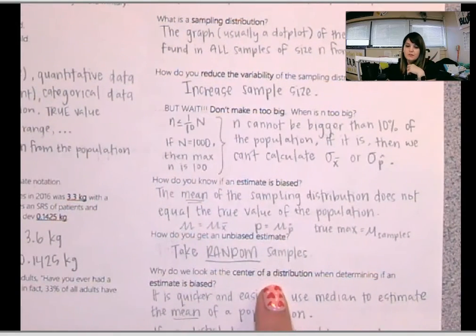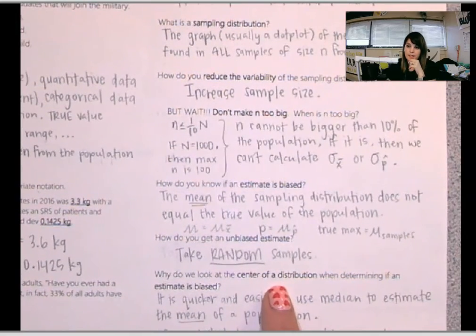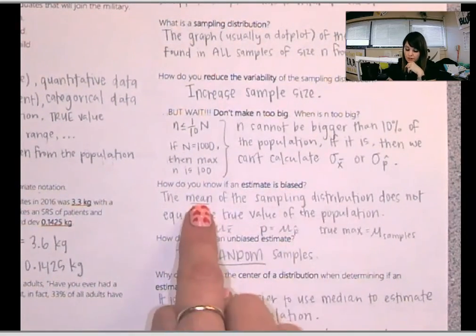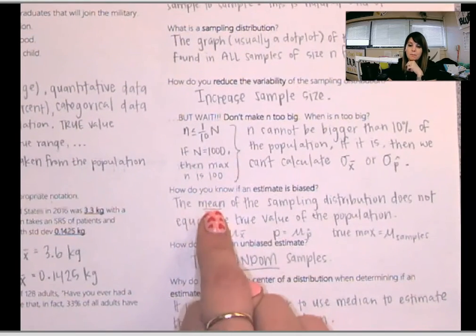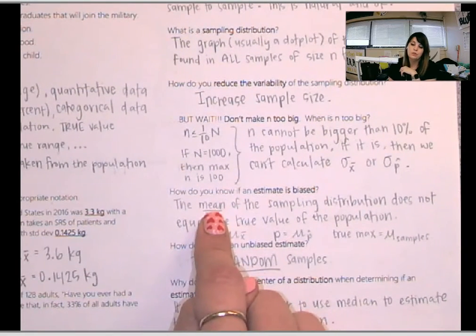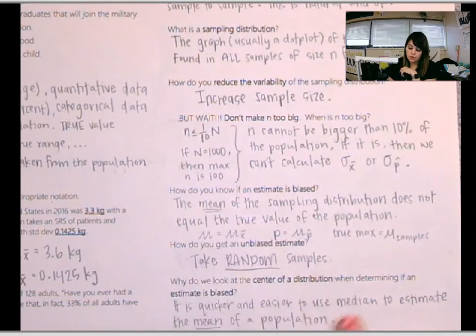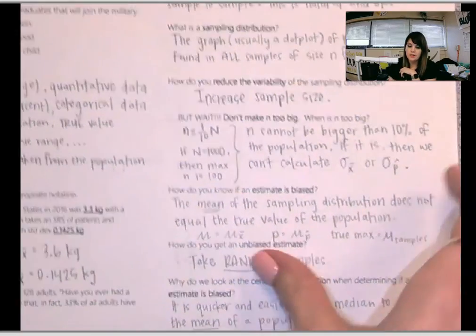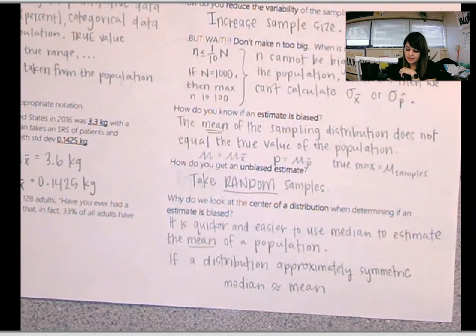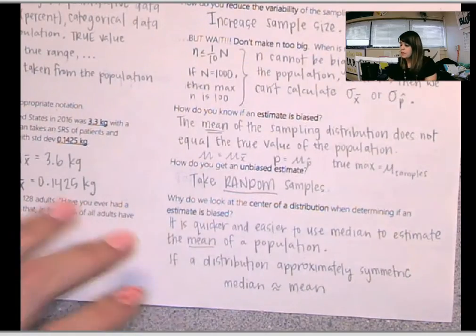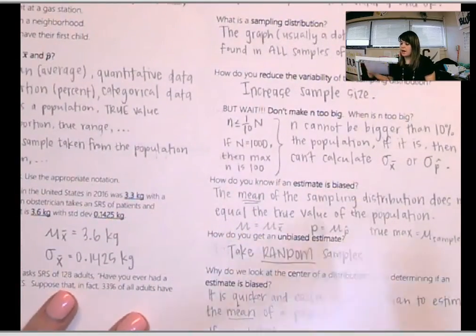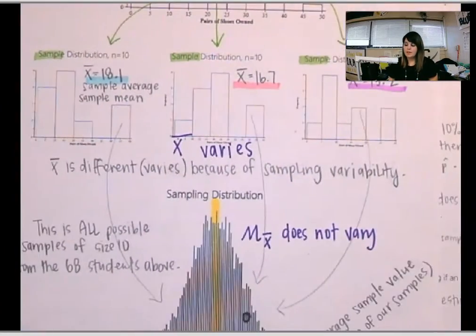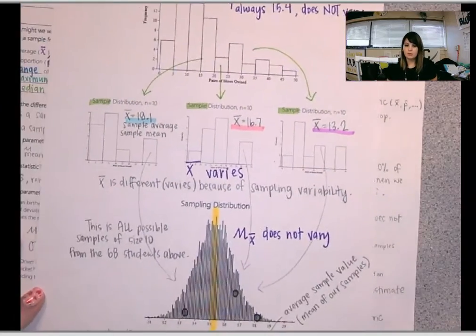Why do we often look at the center of a distribution when determining an estimate is biased, if the definition is that the mean has to equal the value of the population? So why do we always refer to center? Because it is quicker and easier to use the median to estimate the mean of a population. So this is where I would go to this paper and add in some extra elements.